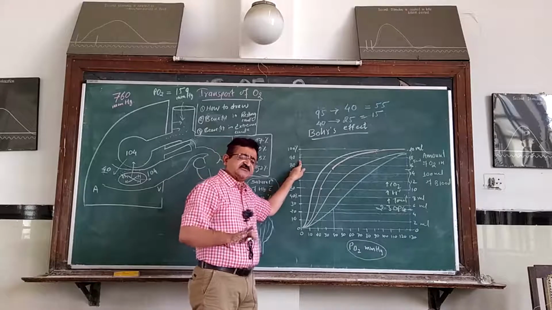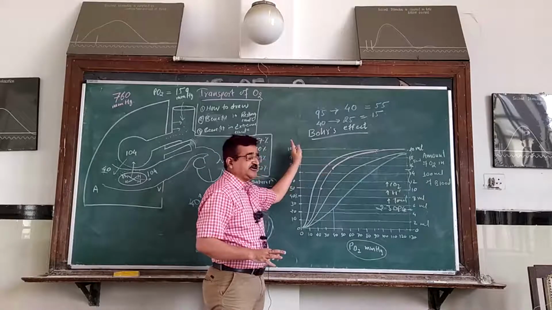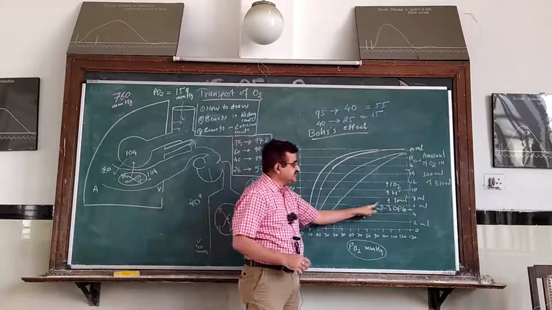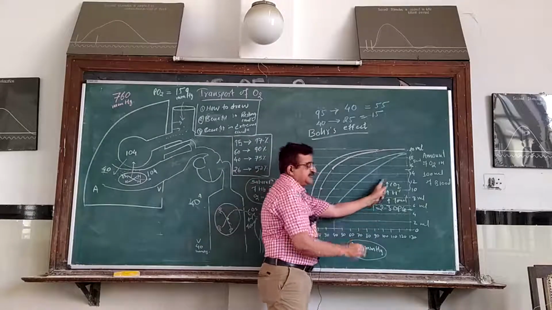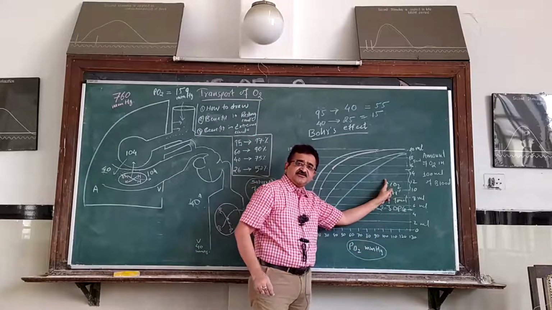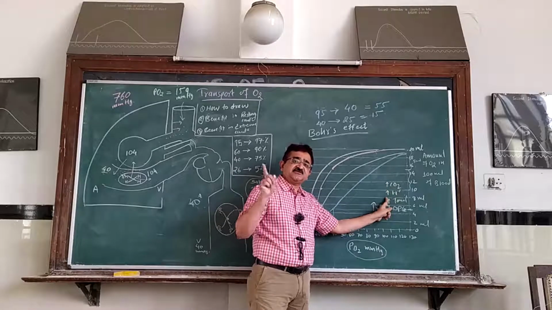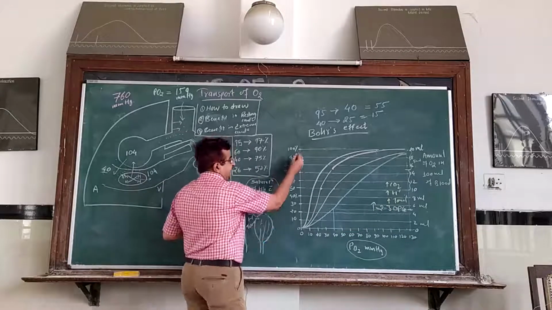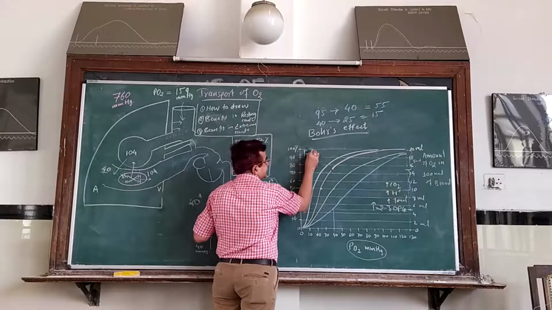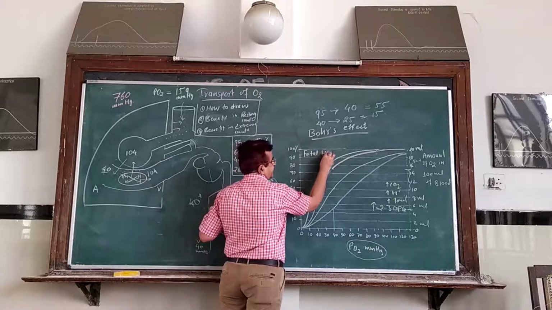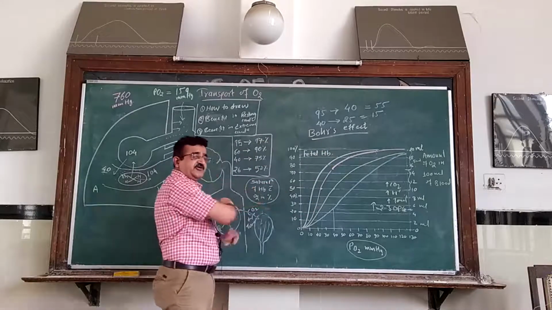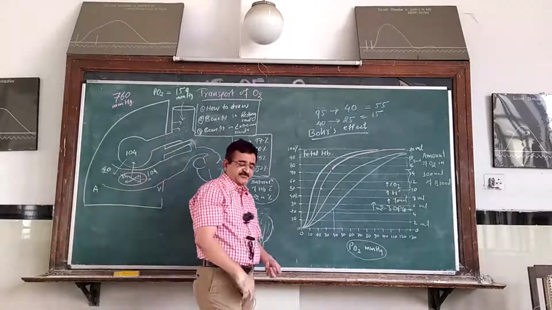So what are the conditions in which the curve is shifted to the left? All the conditions which are opposite to the conditions shifting it to the right. That is decreased H plus, decreased CO2, decreased temperature, and one more additional factor, and this is very important, and it is the fetal hemoglobin. We comment on this fetal hemoglobin.